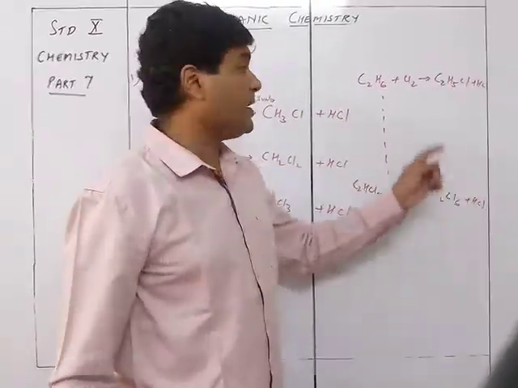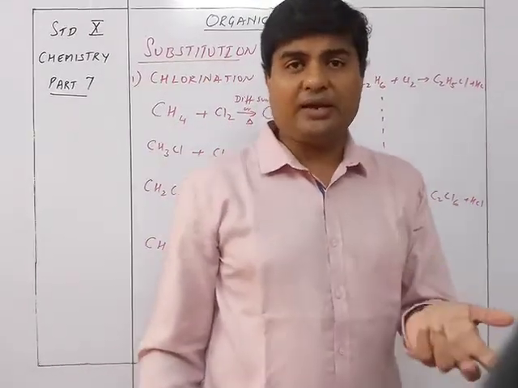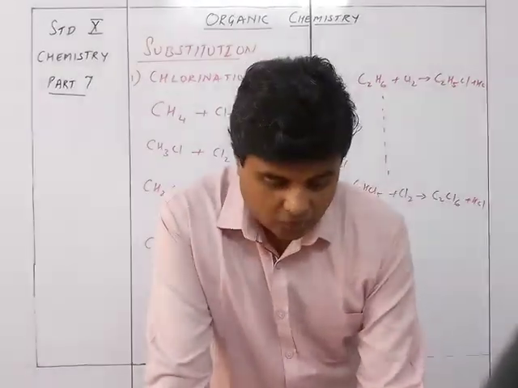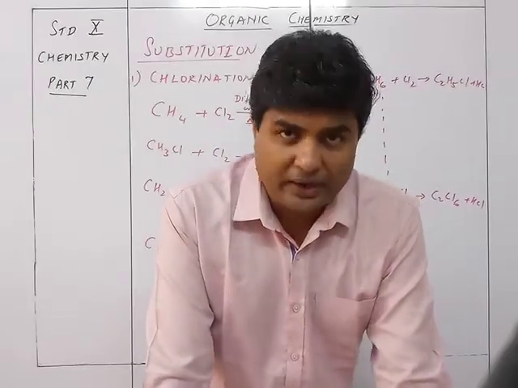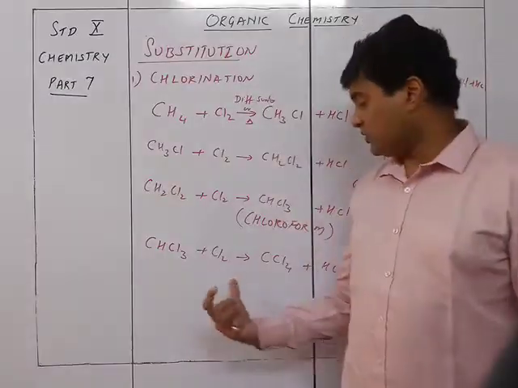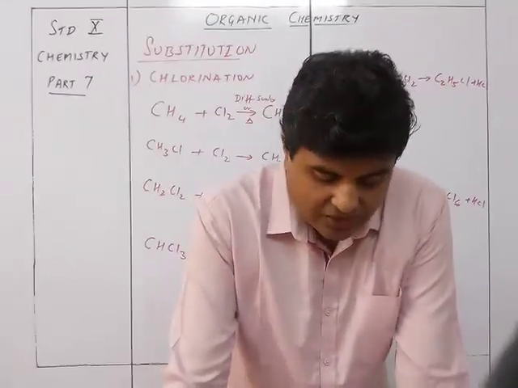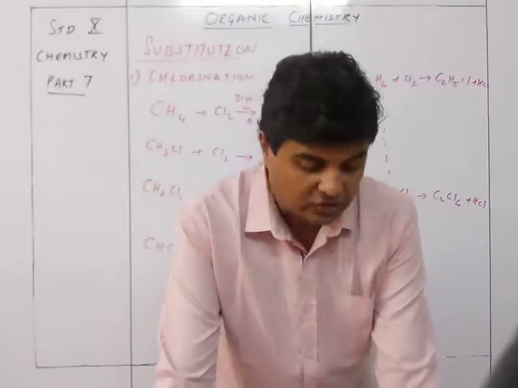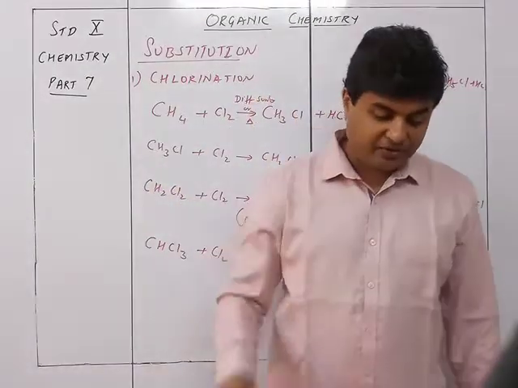So first will be monochloroethane, then dichloroethane, then trichloroethane, tetrachloroethane, then pentachloroethane. Okay, and finally it will be hexachloroethane. So in this way, the ethane is going to get substituted by chlorine and finally form hexachloroethane. So this is how the products can be separated by fractional distillation due to difference in the boiling point. So these too can be separated by distillation because of the boiling points being different.